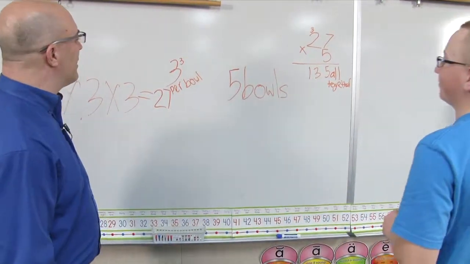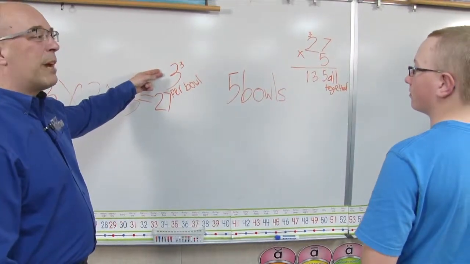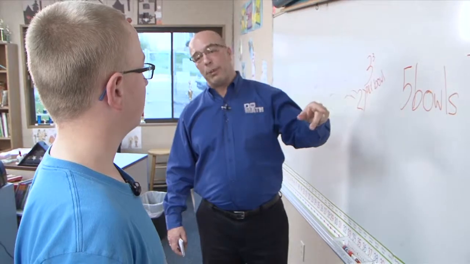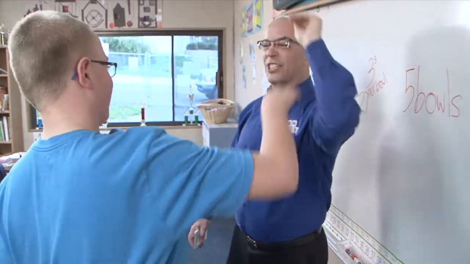That'd be pretty hot salsa, wouldn't it? All right, nicely done. 3 to the third amount of peppers in every bowl, 5 bowls, using exponents and then multiplying it. Lan, good job.